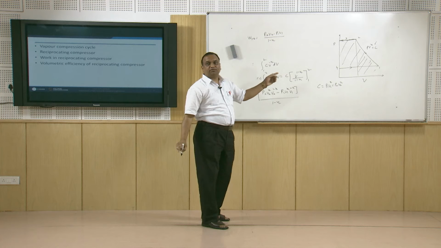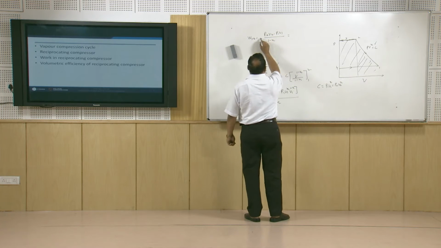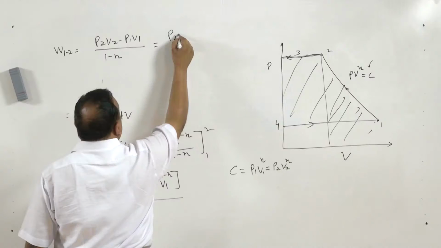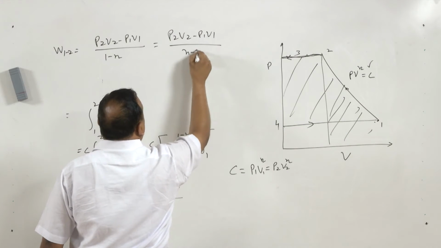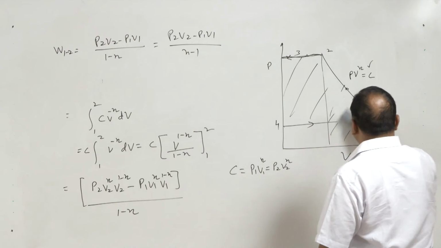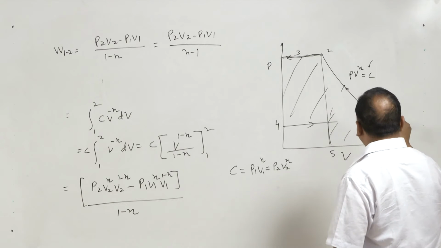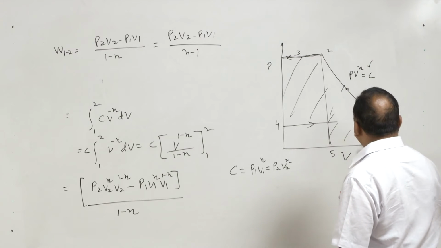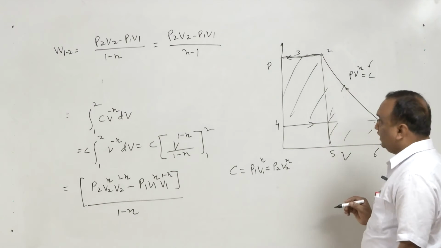Because here in this process work is consumed by the system, we will take negative of this and the final expression will be as shown, and this expression is for the work under this curve, let us say 5 and 6. So, work under 1, 2, 5, 6. This is the work done during compression from state 1 to state 2.